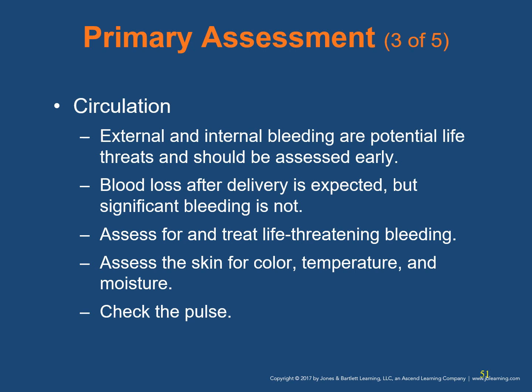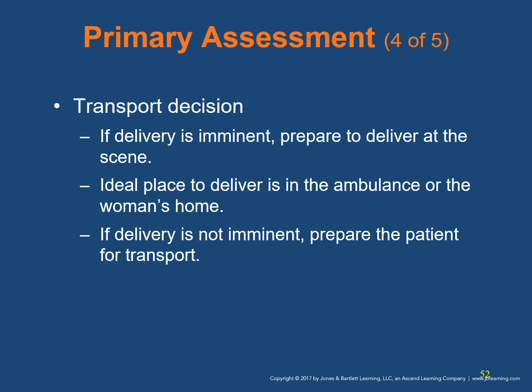Circulation. External and internal bleeding are potential life threats to the patient and should be addressed early. Blood loss after delivery is expected, but significant bleeding is not. Quickly assess for any potential life-threatening bleeding and begin treatment immediately. Assess the skin for color, temperature, and moisture. Check pulses to determine if they are too fast or too slow. If there are signs of shock, control the bleeding, give oxygen, and keep the patient warm.